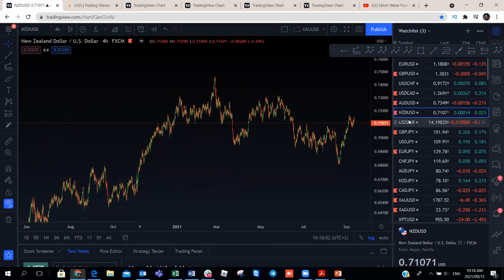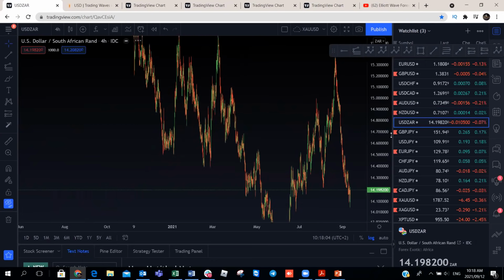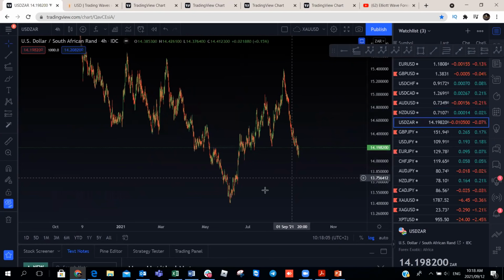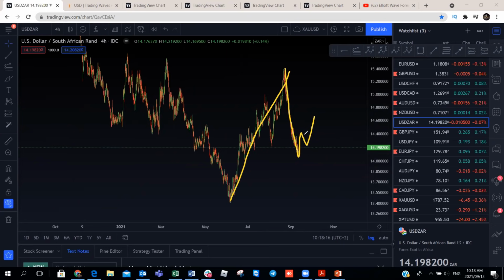That is New Zealand US dollar. ZAR continues to push to the downside. Very interesting that US dollar CAD is pushing to the upside, and there's absolutely no reaction from the US dollar ZAR. But we've got a pulse move to the downside. We are going to get a three-wave pullback similar to what we've seen on US dollar CAD before continuation to the downside. So let's keep an eye on that.